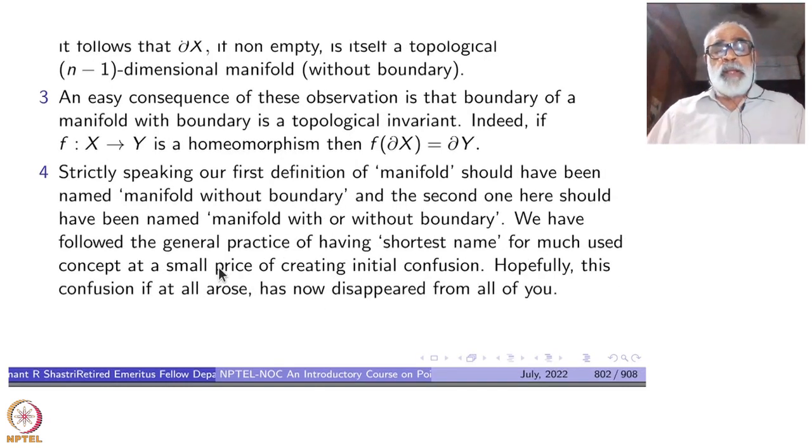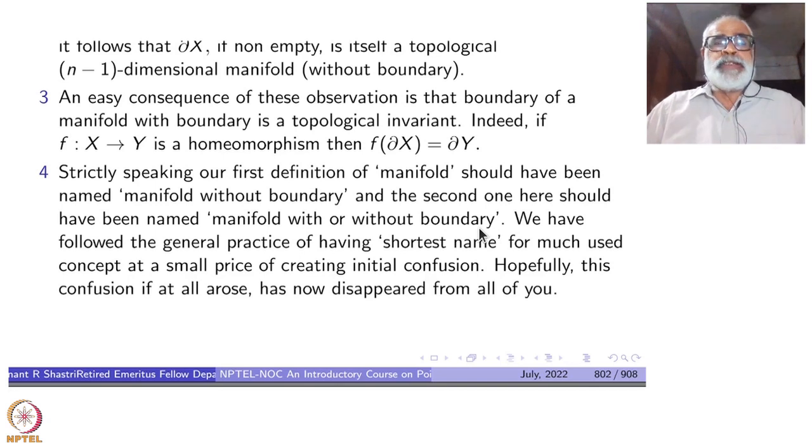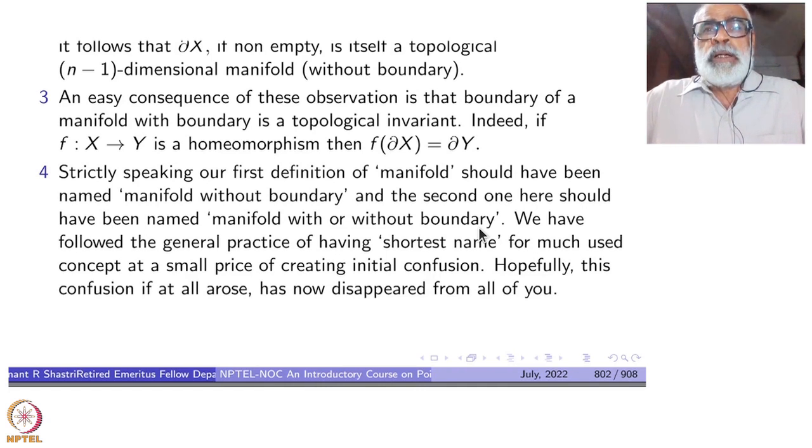Now, I come again to this nomenclature about manifolds, somewhat apologetically. Strictly speaking, our first definition of manifold should have been manifold without boundary, right? And the second one here should have been named manifold with or without boundary. The only problem is, right from the beginning, before defining the manifold, I have to define what is with boundary and without boundary, so one doesn't like that. The second point is, there is a standard convention of using the smallest words to represent the most commonly used concepts.